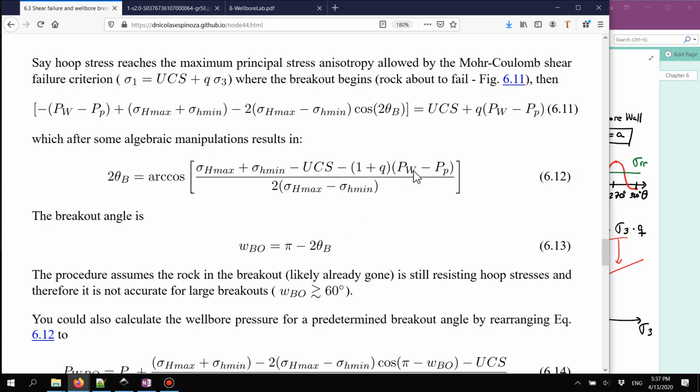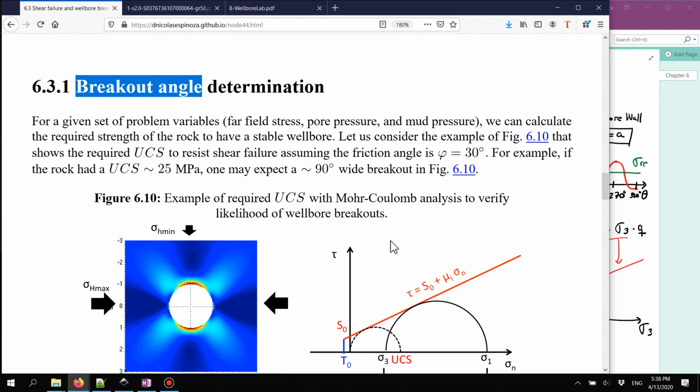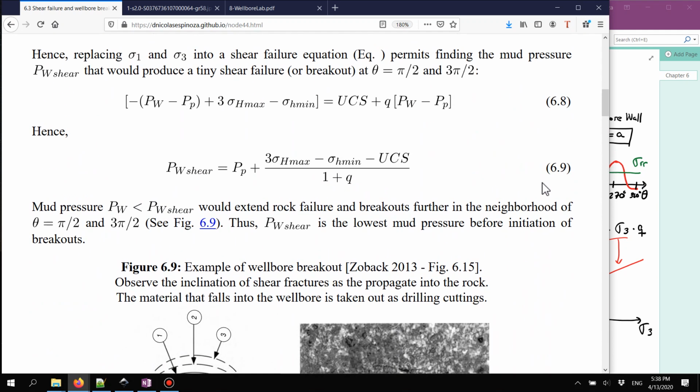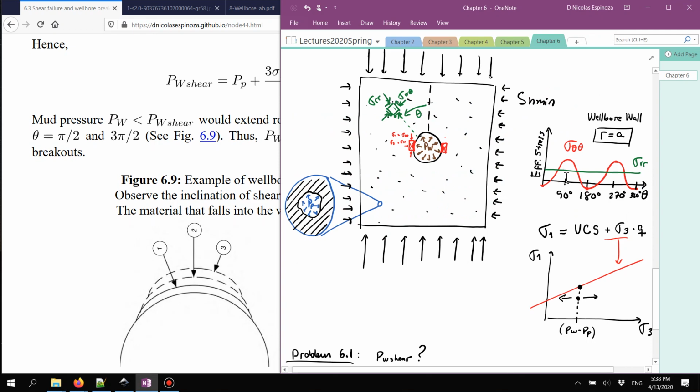The lower the wellbore pressure, the bigger the breakout angle. The higher the wellbore pressure, the smaller the breakout angle. And if PW in this equation is equal to the same PW shear that we calculated before, which is here in equation 6.9, the breakout angle is going to be equal to 0. But that means there is failure just at a single point, at theta equal to 90 and theta equal to 270.